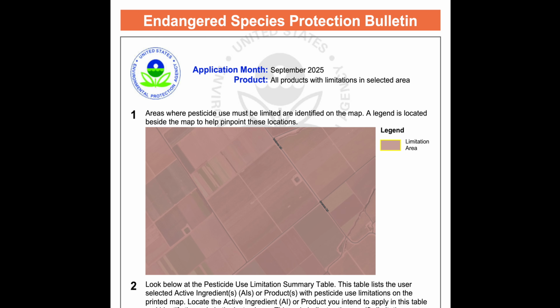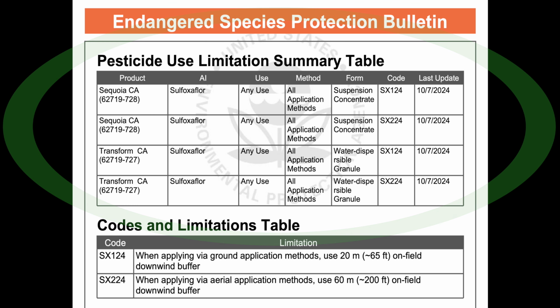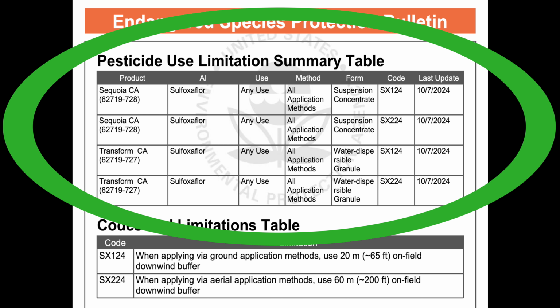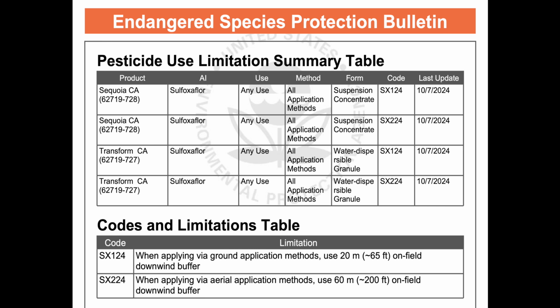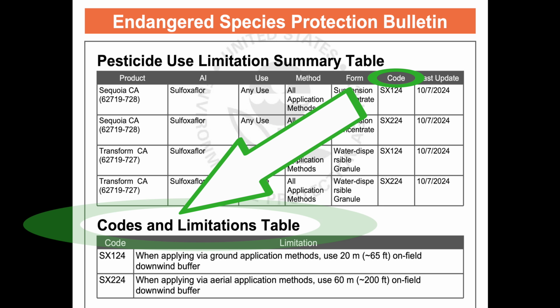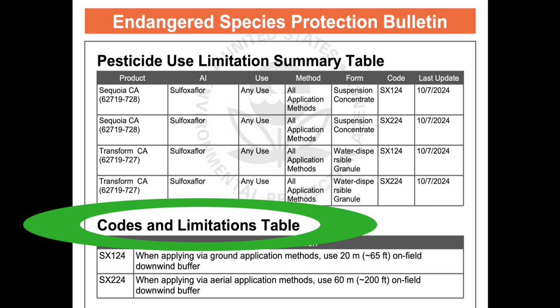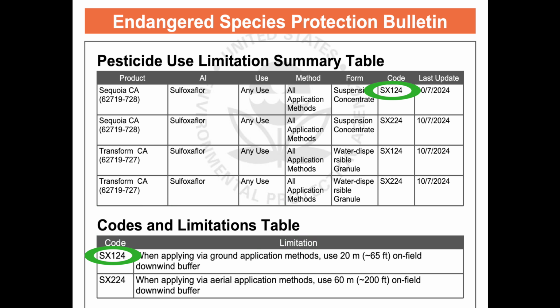The area we highlighted is visible, but since we are in a PULA, we have more to do. The pesticide use limitation summary table provides key details of the products impacted, the methods of application, and very importantly, the code. The code defines your specific restrictions in the codes and limitation table, where you determine things like whether you need to follow restrictions for SX124 or SX224.